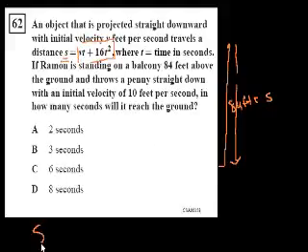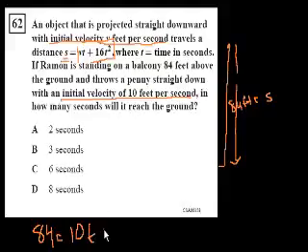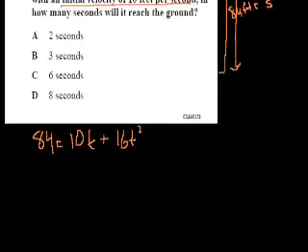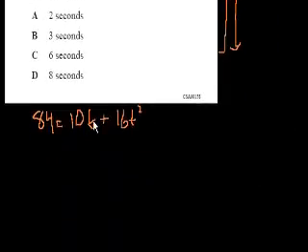So we say 84 is equal to your initial velocity times time, and your initial velocity is 10 feet per second. Everything is in feet, right, initial velocity of v feet per second. So 10 feet per second times time. I just substituted what they gave us, 10 for v, plus 16t squared. And now I just have to solve this quadratic. That is a t right there.